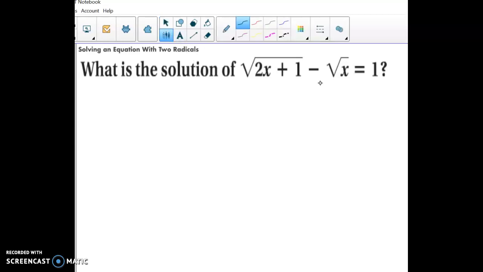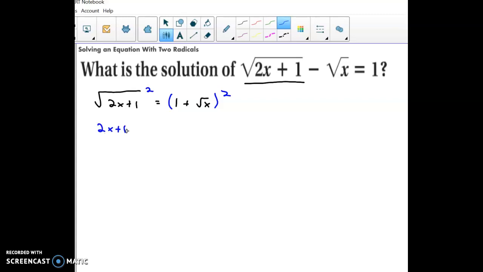All right, so on this particular question, I'd probably get the harder one alone first. I think that'll be a little bit easier. So I'm going to add root x to both sides, so that I have 1 plus root x. All right, and then I'm going to square both sides. And it's going to wipe out this part over here, giving us 2x plus 1.